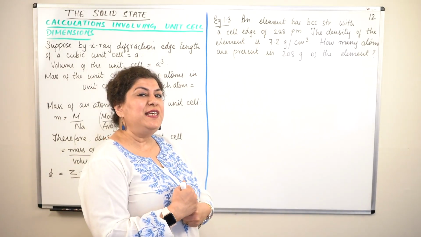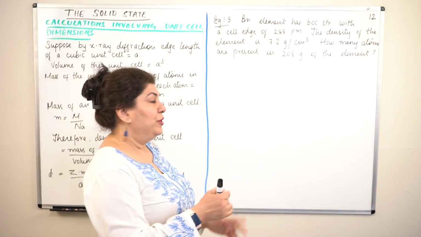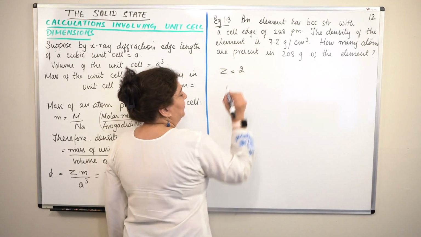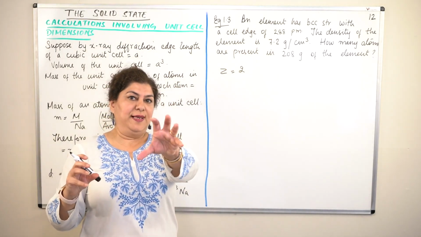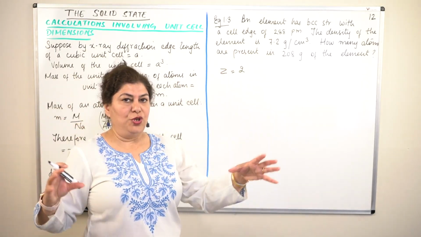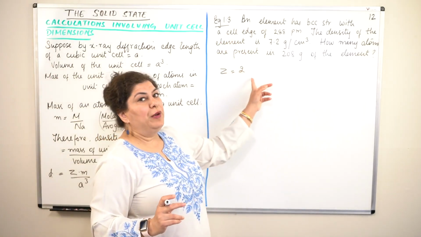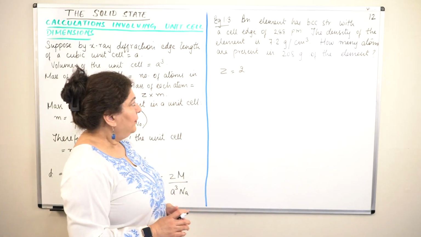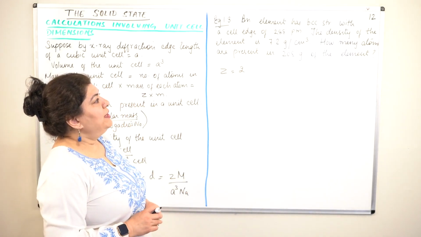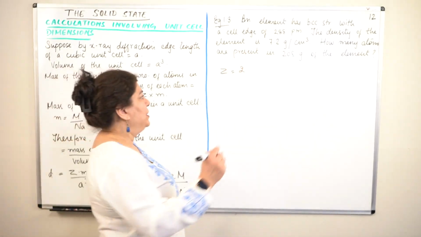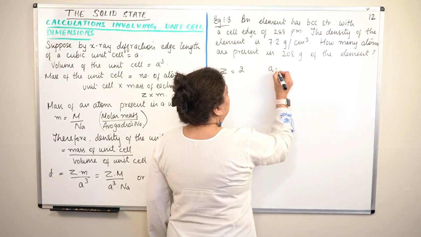What is the value of Z for a body-centered cubic unit cell? The value of Z for a body-centered unit cell is 2, because one atom in the center belongs to the unit cell, and 1/8 of 8 balls would be 1. So total 1 plus 1 is 2. So an element has body-centered cubic structure with a cell edge of 288 picometers. Cell edge means that's a.